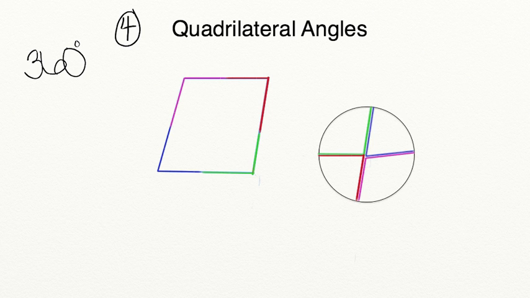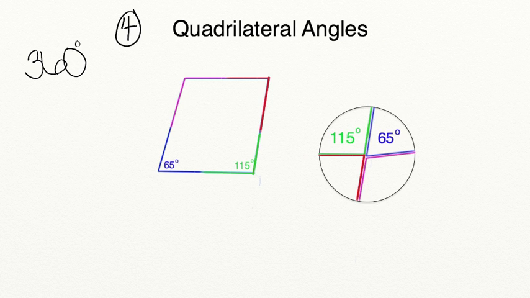Let's go ahead and talk about measurements, because now we're able to visually see how they fit, but where do the numbers fit in? Let's take a look. Our green angle measures 115 degrees. Our blue angle measures 65 degrees. Our red angle measures 70 degrees. And our pink angle measures 110 degrees.